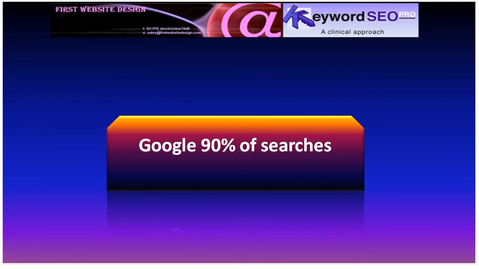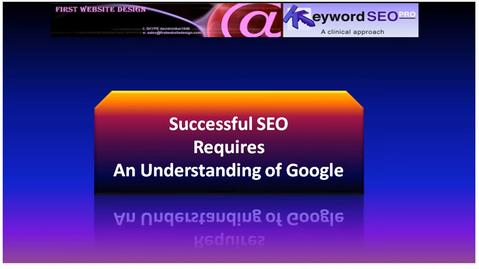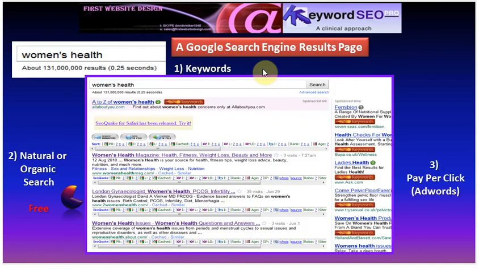Google accounts for up to 90% of internet searches. Successful SEO therefore requires an understanding of Google. Here we have a typical search engine results page from Google. The keyword or key phrase is entered into the search box, and on clicking search, Google returns a series of results. This keyword has 131 million competing web pages.